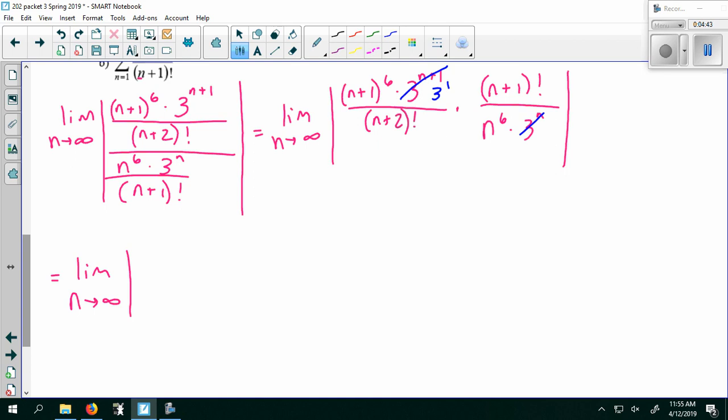Okay, and then n plus 1 factorial over n plus 2 factorial. It might help to write out a couple of terms. So n plus 2 factorial is n plus 2 times n plus 1 factorial, and then my n plus 1 factorials cancel. So I'm left with 3 times n plus 1 to the 6th over n to the 6th times n plus 2.